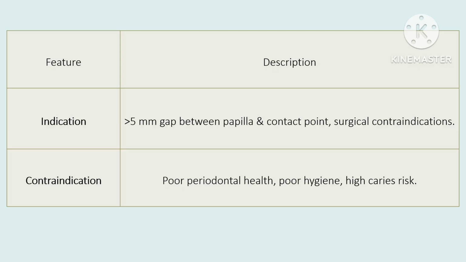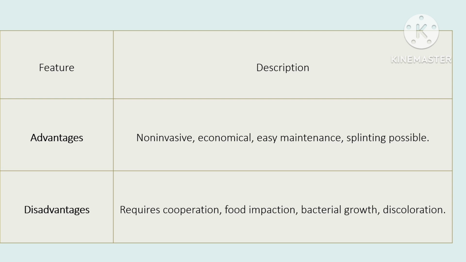Gingival prosthesis is indicated when the space between the contact point and papilla is greater than 5 mm and when surgical procedures are not suitable. They are not recommended in patients with poor periodontal health, compromised oral hygiene, or high risk of caries.